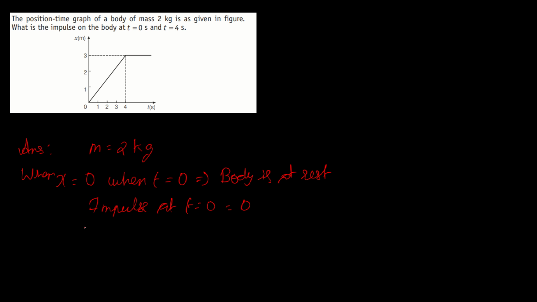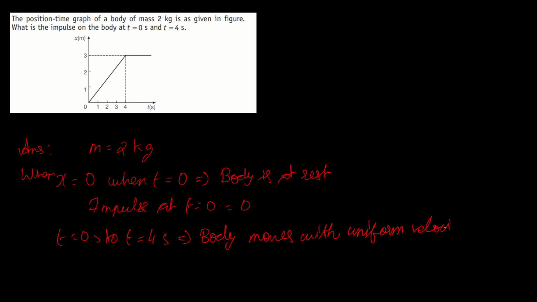From t is equal to 0 to t is equal to 4 seconds, the position time graph is a straight line, right, which shows that the body moves with uniform velocity. That is, from 0 seconds to 4 seconds, the body moves with uniform velocity.